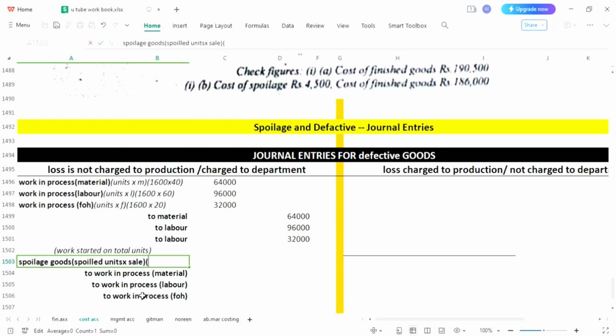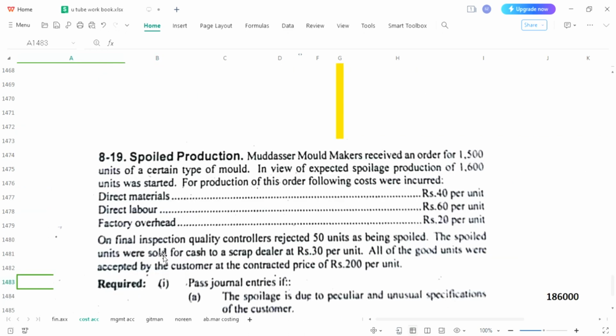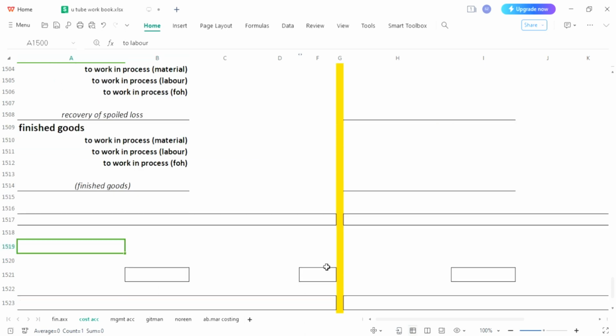Now let's go back to the question and see how many units were spoiled. On final inspection, quality controllers rejected 50 units as being spoiled. So the number of units we have found out, and you know that spoiled goods are not repairable. So they will be sold as scrap or B pair. The spoiled units were sold for cash to a scrap dealer at 30 per unit. 50 units, 30 per unit is your sale price. So in this way we are open to calculate.